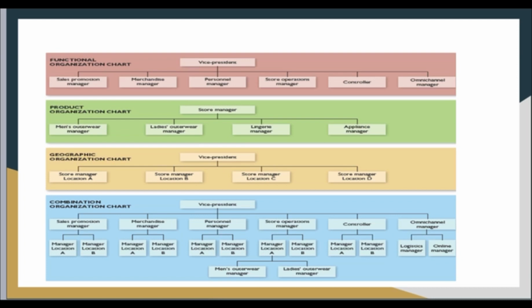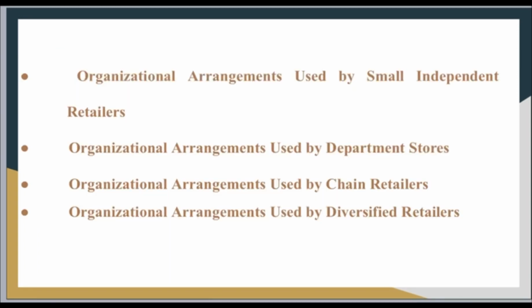The functional organization chart mainly focuses on different functions, and the product organization chart, the second one, mainly focuses on different kinds of products, so the duties are allocated to individuals based on the product category. The third one is the geographic organization chart. It's based on location. The fourth one is the combination, which includes all the functional, product and geographic organization charts. So these charts can be seen in different types of stores.